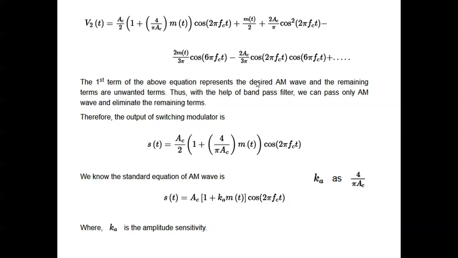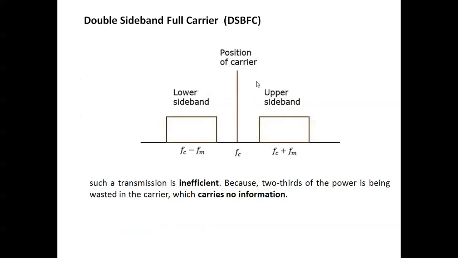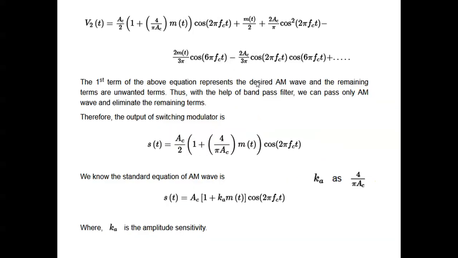And finally, you get the equation S of t is equal to AC divided by 2, times 1 plus 4 by pi AC m of t, cos 2 pi FCT. So we know the standard equation of the AM wave: S of t equals AC times 1 plus Ka m of t, cos 2 pi FCT. So Ka we know is the amplitude sensitivity. So the remaining equation comes like that. Okay, so this is the generation of the AM waveform. Okay, thank you.